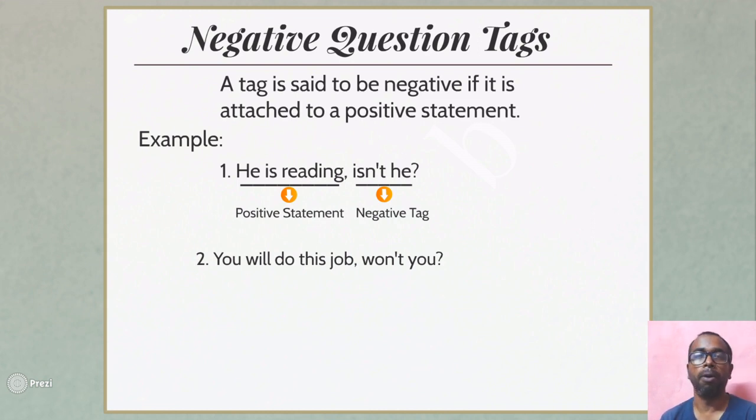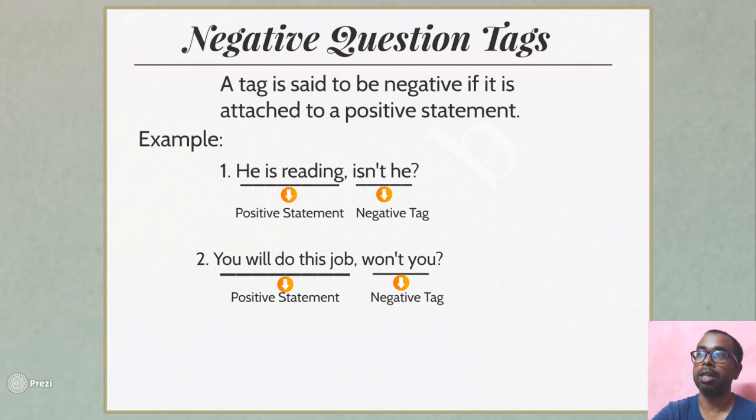Let's have the second example. "You will do this job, won't you?" Some people say "won't you?" So it's okay, no problem. We are just learning the basics of some grammar. So in this sentence also, the first part that is underlined is a positive statement, right? And the second part that is now underlined is a negative tag. So again, it is clearly stated that a negative tag is attached to a positive statement, right?